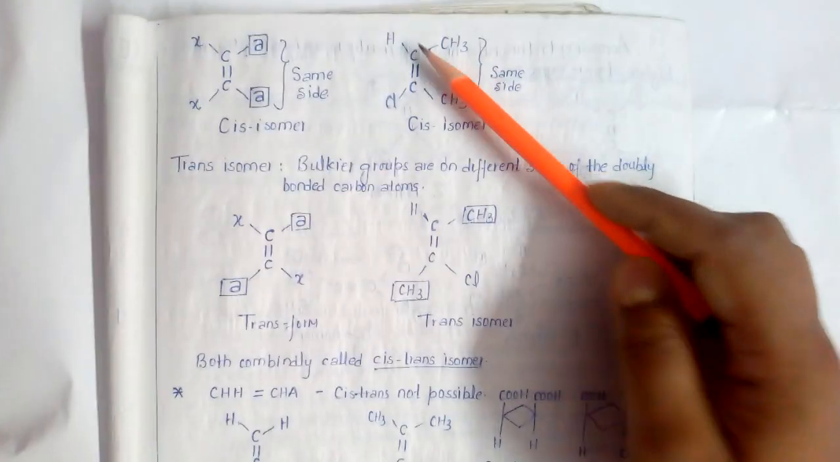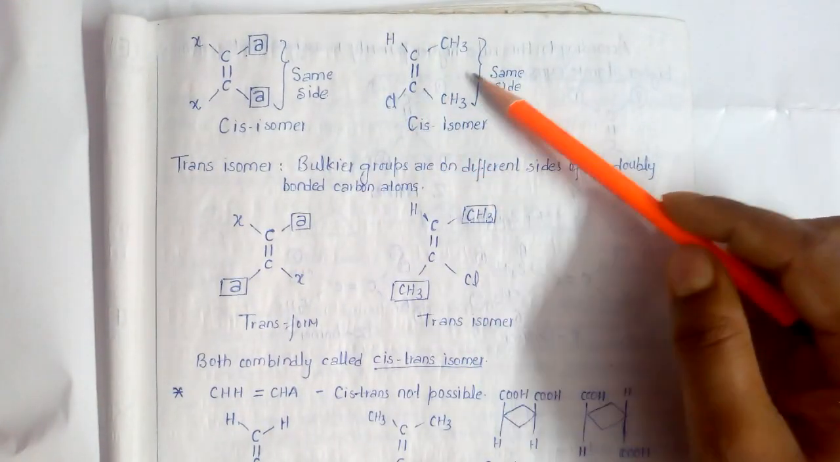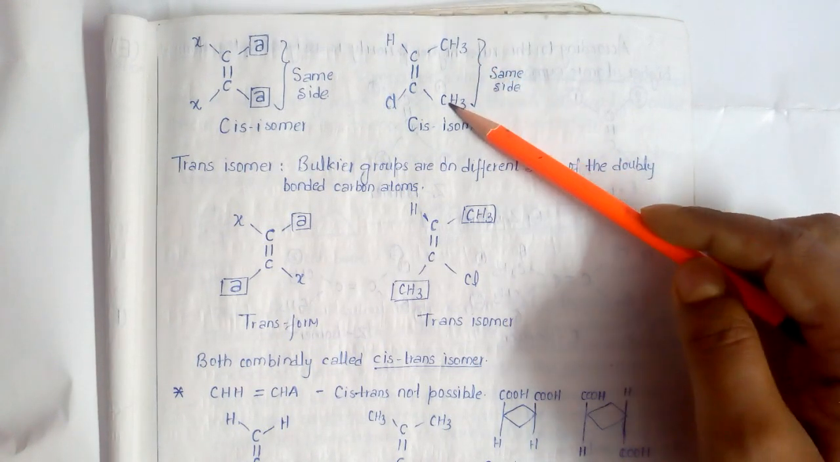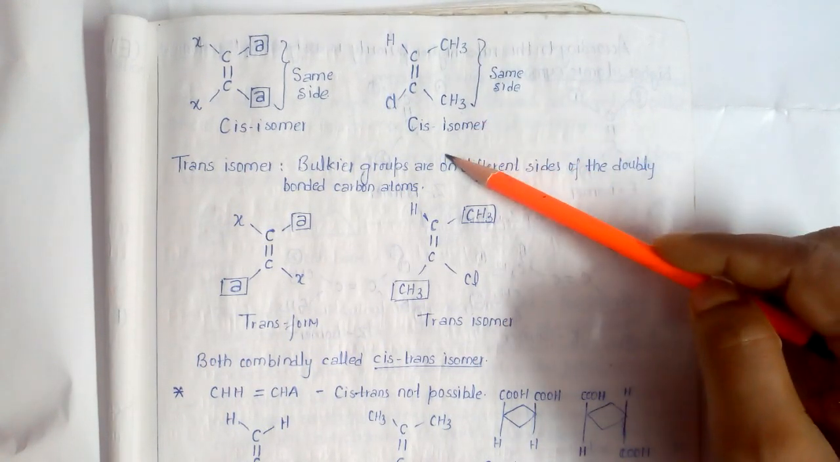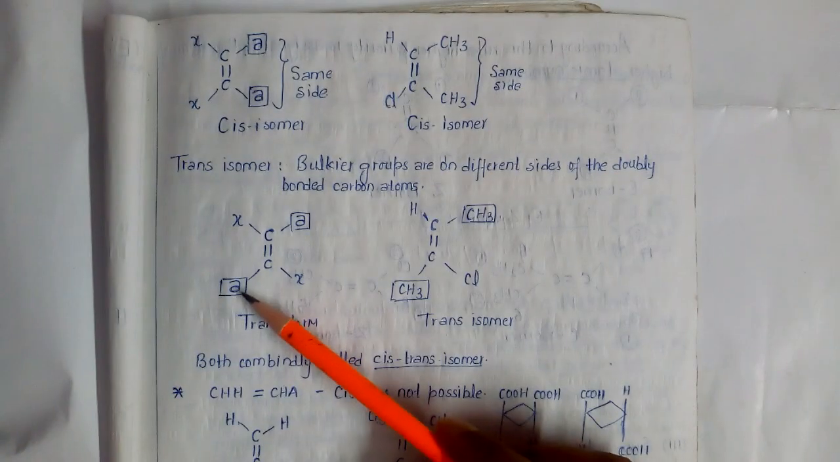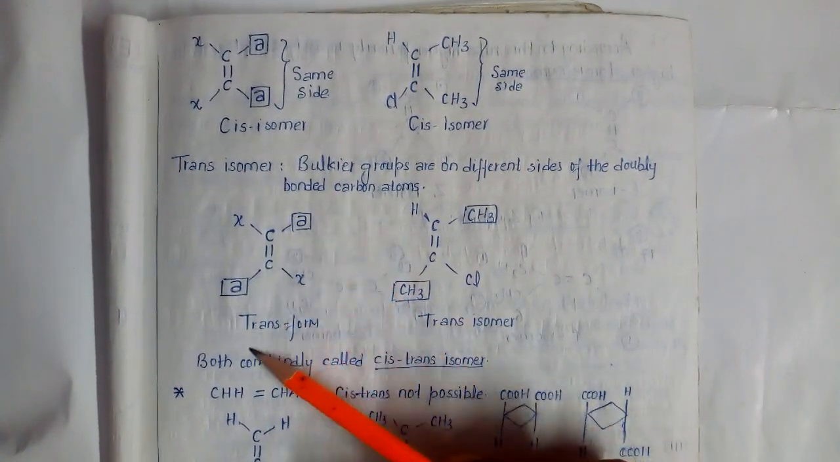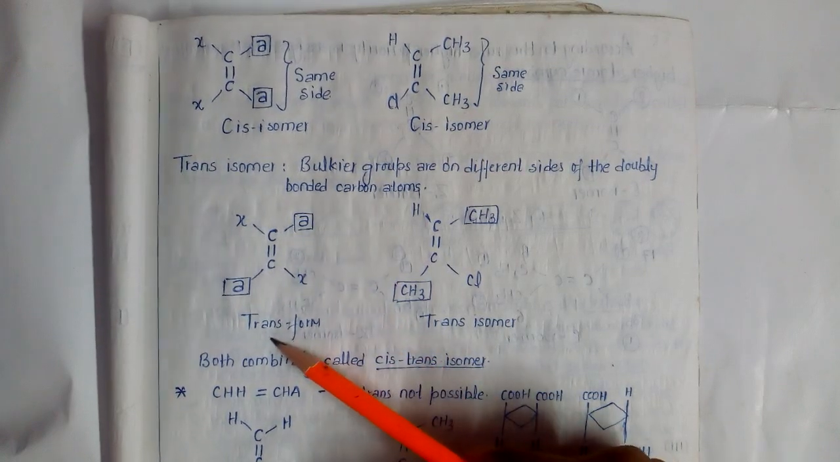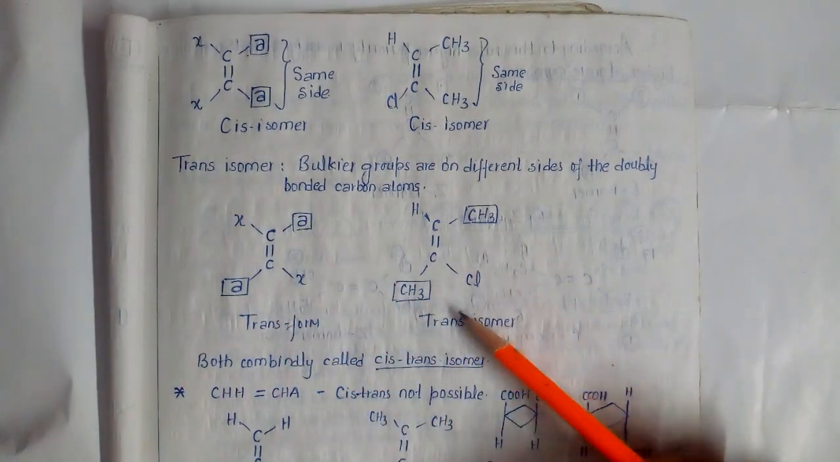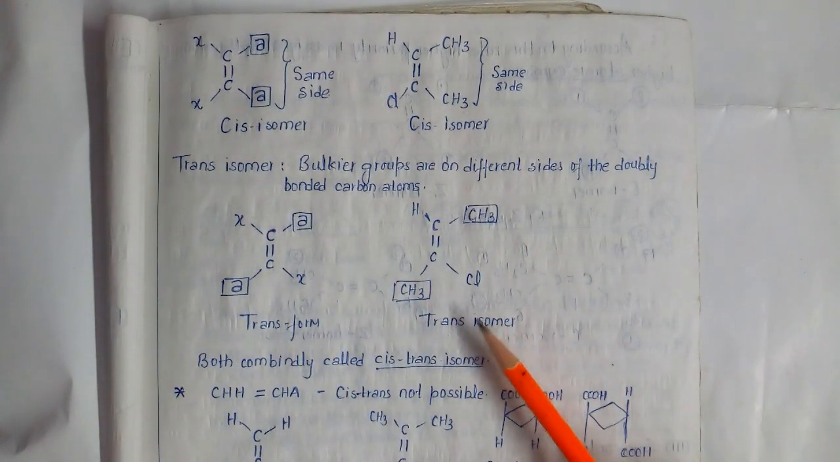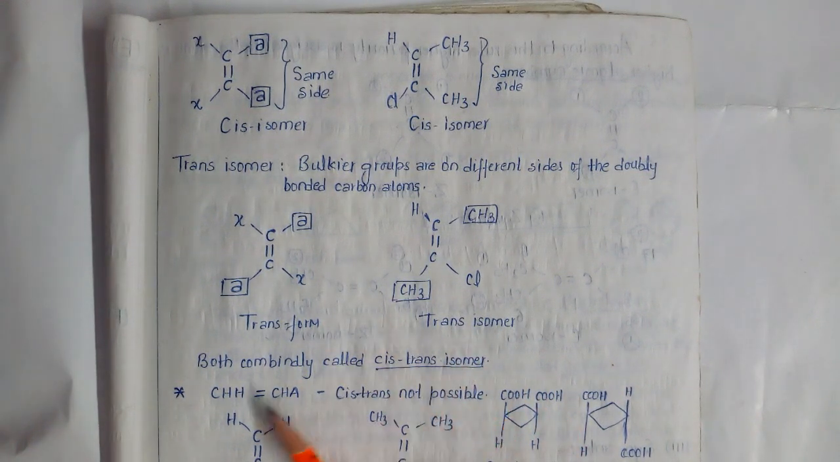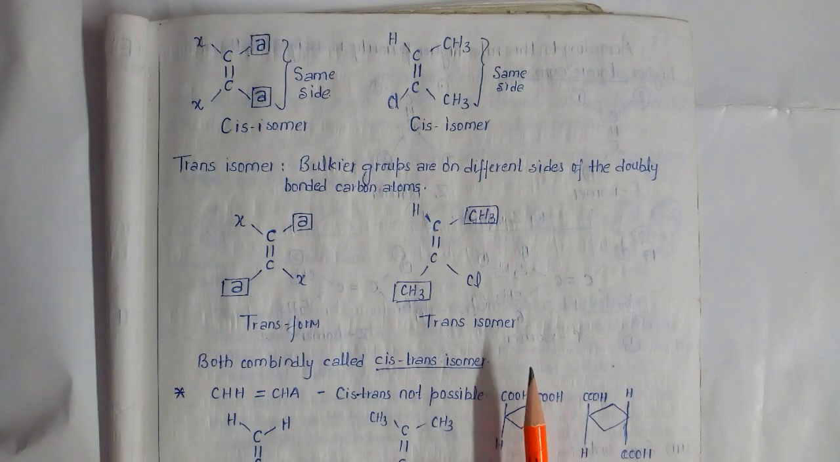In this case, hydrogen and chlorine are different, but the two like groups, CH3, lie on the same side, so this is the cis isomer. But in the second case, the CH3 groups lie on different sides, opposite to each other, so this is the trans form. Both isomeric forms combined are called cis-trans isomers. Is it clear?